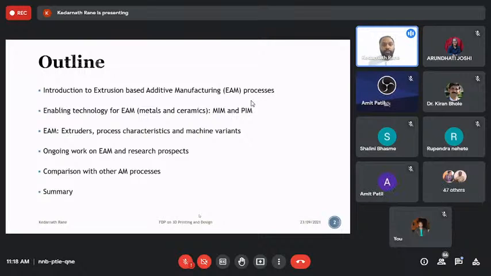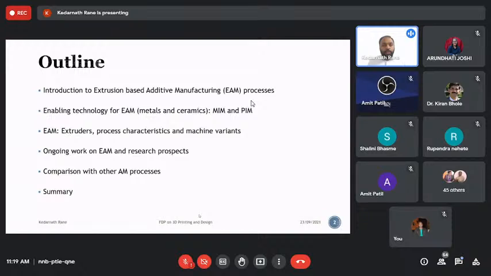Then before introducing extrusion-based additive manufacturing, we need to see the enabling technology which can make this layer by layer manufacturing of metal and ceramic possible. And that's why we are going to cover metal injection molding and powder injection molding. Many of you are not aware of this kind of process because it is not in the mainstream of mechanical engineering or manufacturing engineering. So we will touch upon these very specific processes.